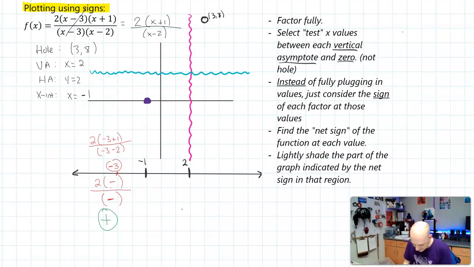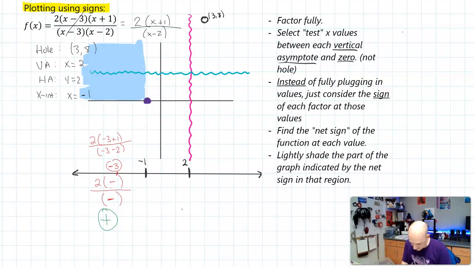What that means is that in this region of the graph, what I draw needs to be above the x-axis. So I'm going to highlight or shade lightly. If you don't have your highlighter, you can just shade lightly with your pencil. The idea is that the graph must be above the x-axis on this side and not below, because the net sign of that function was positive.